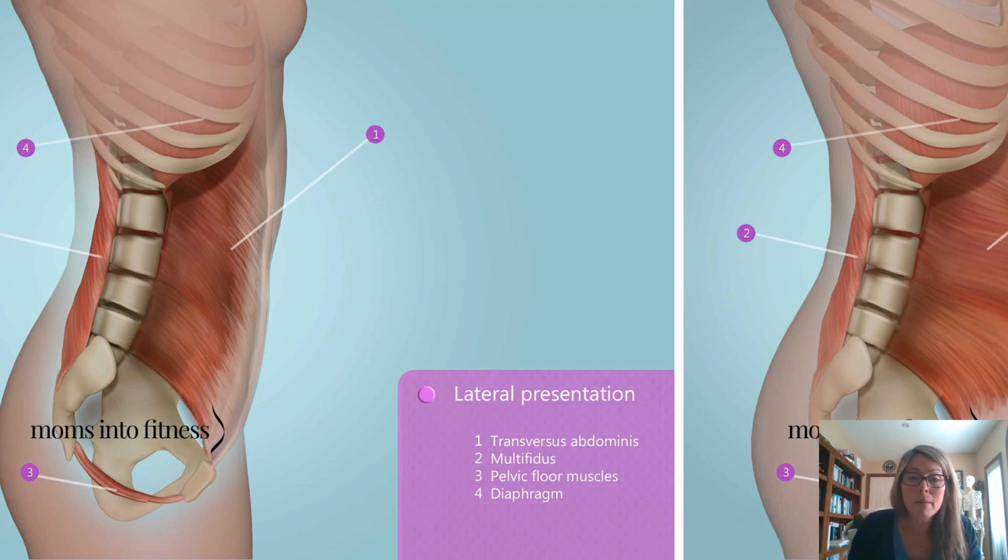So here are the muscles of the core that I was just talking about. We're looking at our transversus abdominis, which wraps all the way around. It's kind of the container, the innermost unit of the abdominal muscles. The multifidus that align along the spine and create stability and support. The pelvic floor muscles, which are like a slight trampoline.